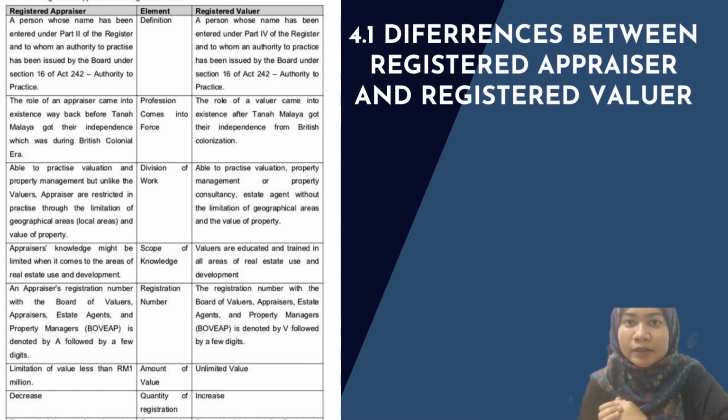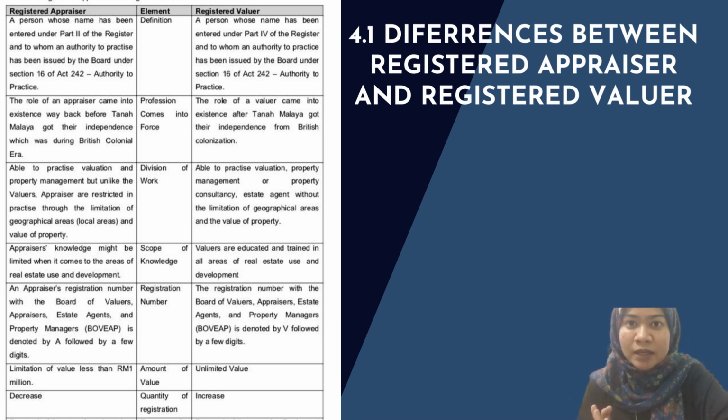Next, I will explain the difference between a registered valuer and a registered appraiser. Firstly, a registered appraiser is a person who has been entered under Part 2 and has authority to practice by the board under Section 16 of Act 242. Meanwhile, a registered valuer is a person whose name is entered under Part 4 and has the authority to practice under Section 16 of Act 242.